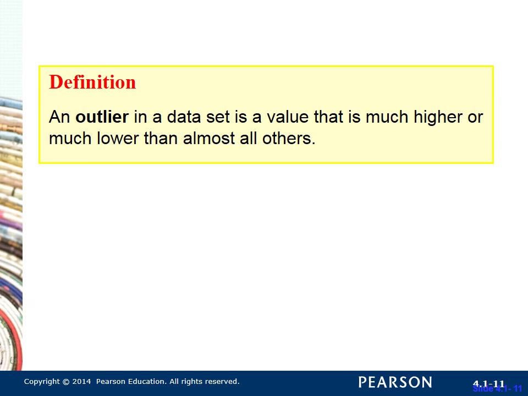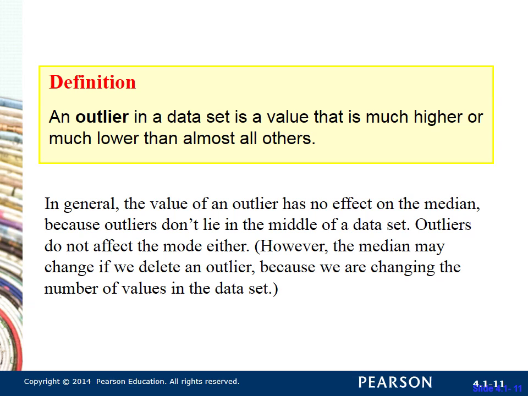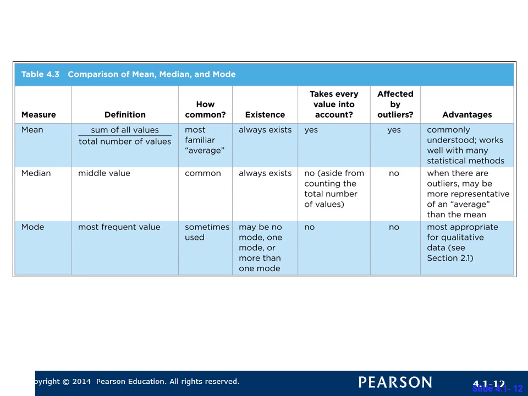So that thing called an outlier in the data is a value much higher or much lower than almost all the others. It's way out there. It's an outlier. So in general, the value of the outlier has no effect on the median, the middle number. The middle number isn't going to change, but it does affect the mean. It doesn't really affect the mode either. So when we have something with an outlier, it's better to use the median or the mode, depending on the type of data, than using the mean.